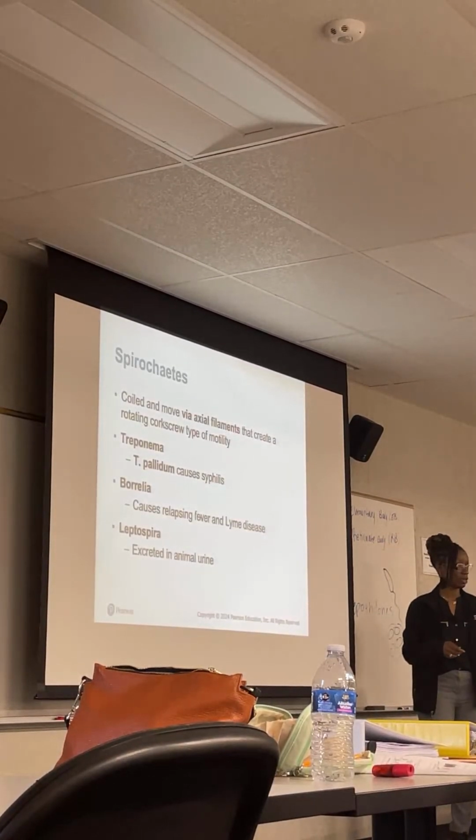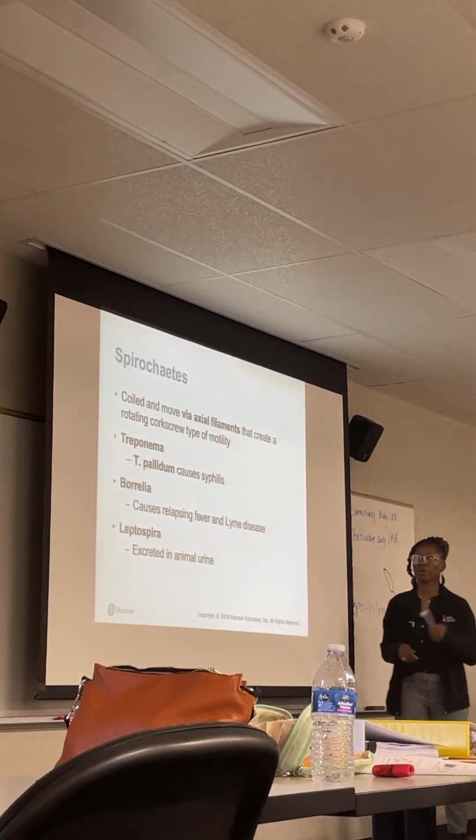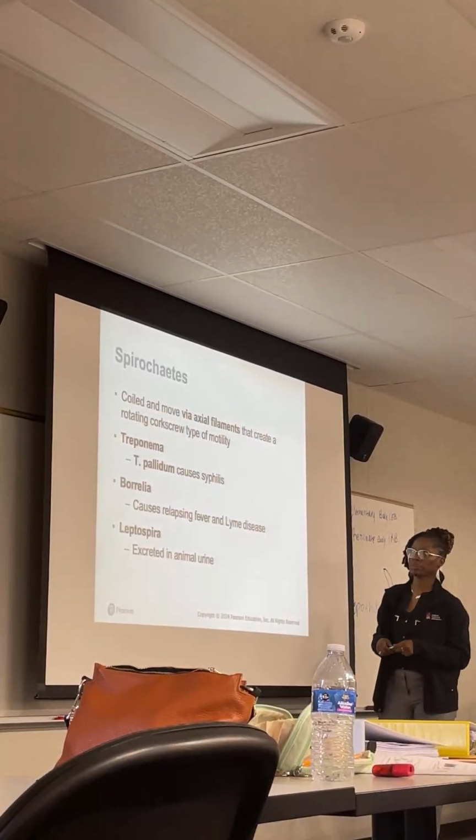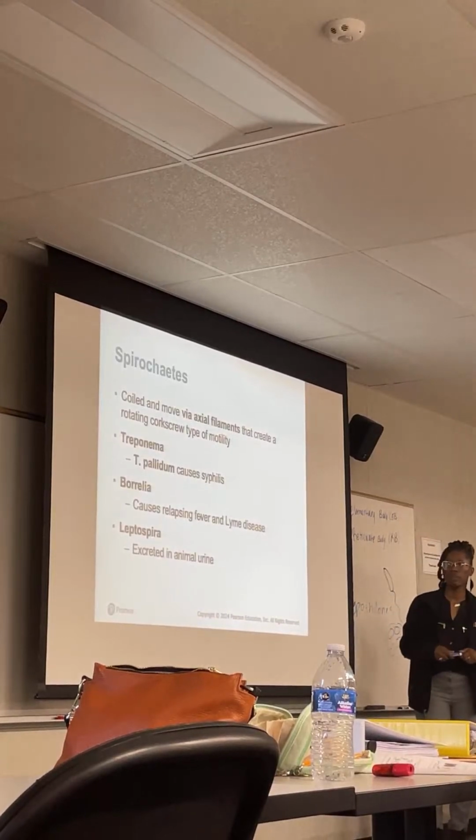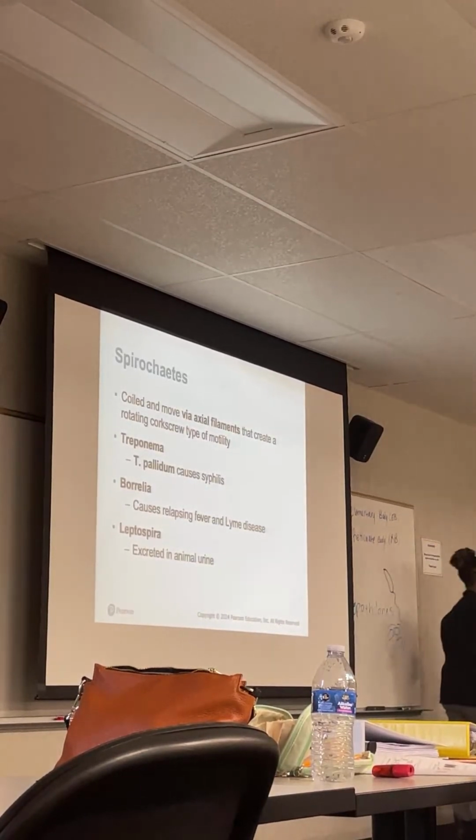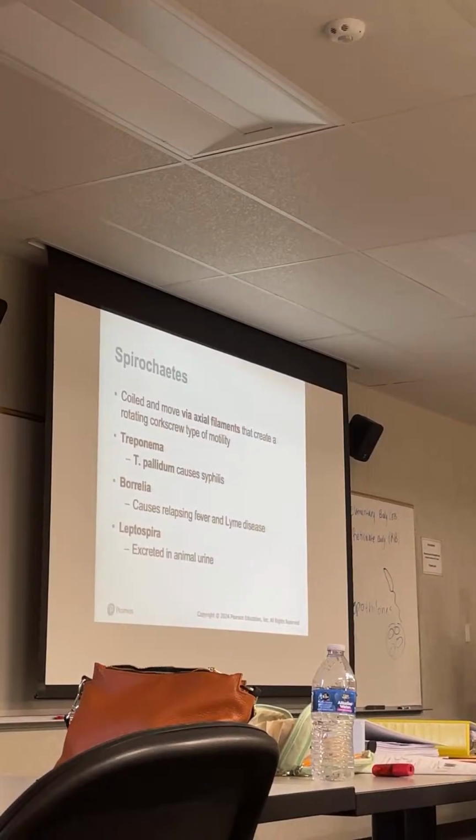We've seen syphilis on our slides in the lab. We have Borrelia, which causes relapsing fever and Lyme disease. And then we have Leptospira, which is secreted in animal urine. That one is not for us directly, but it can be spread to humans through contaminated water. So Leptospira can be spread to humans, unfortunately, through contaminated water.